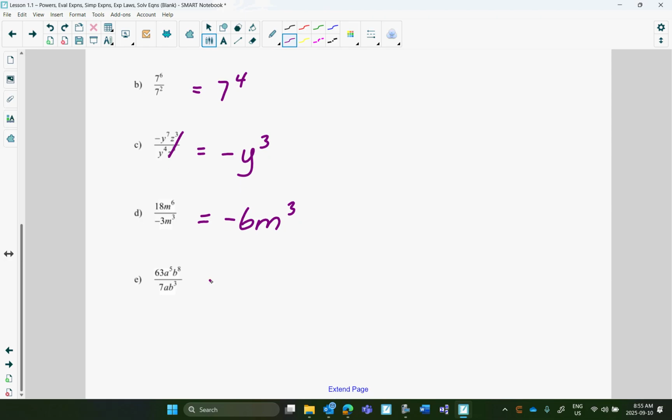Same idea here, except we got to do one more division. Careful with this one. Remember, we're dividing. Because this is a to the first, so we do 5 minus 1. b to the fifth. Good.